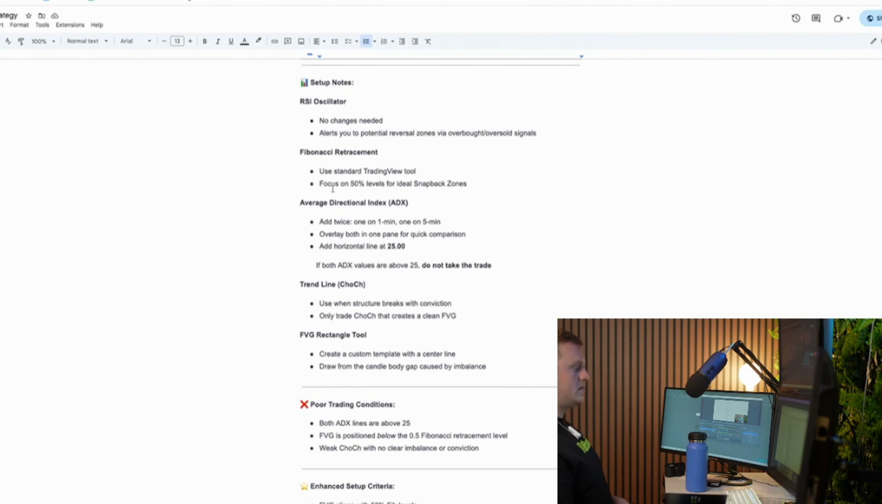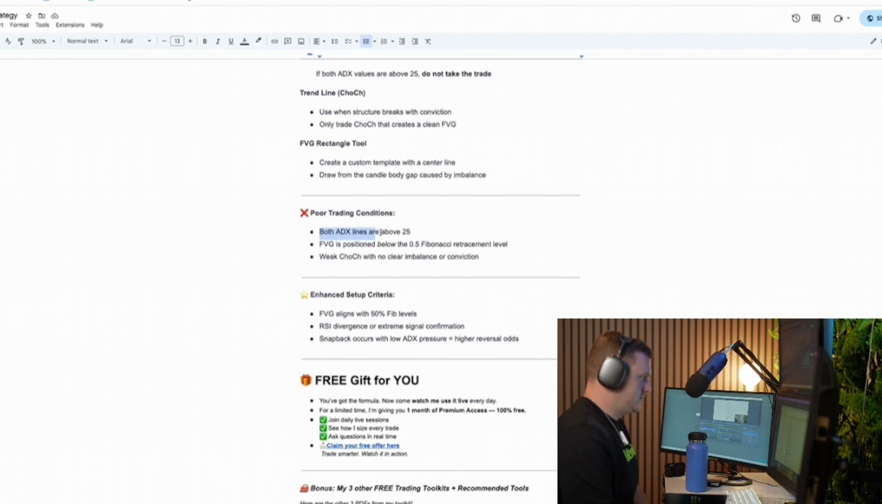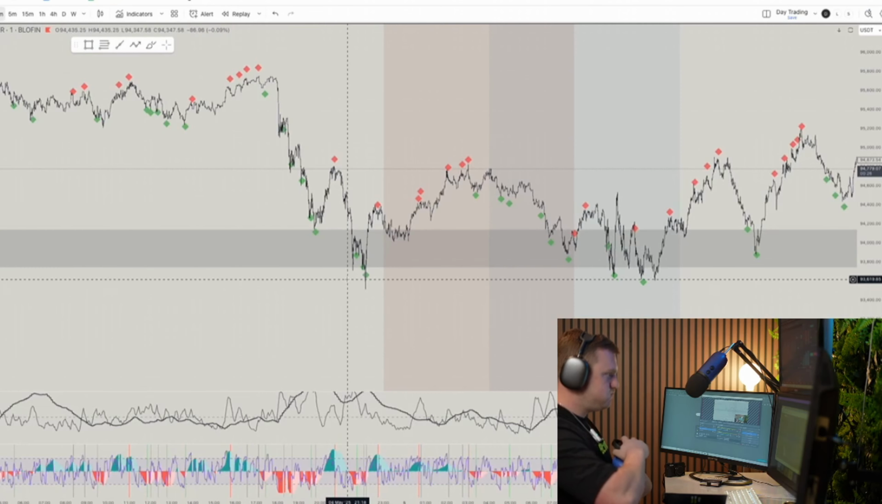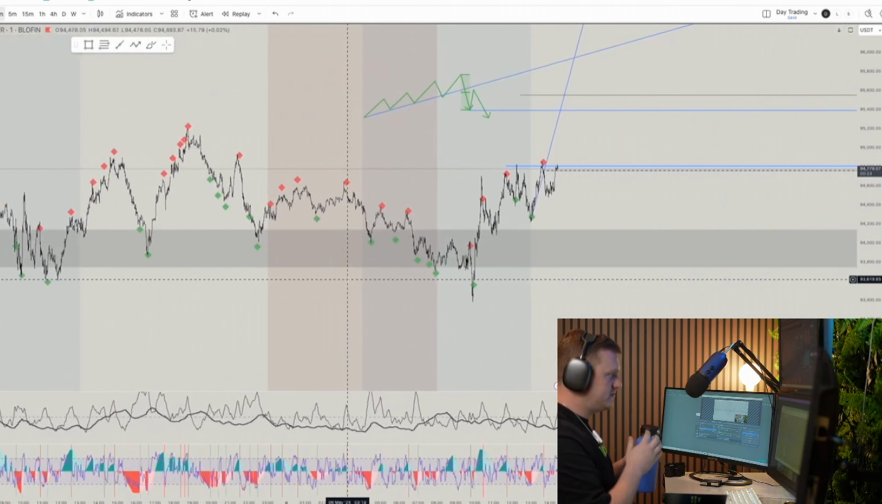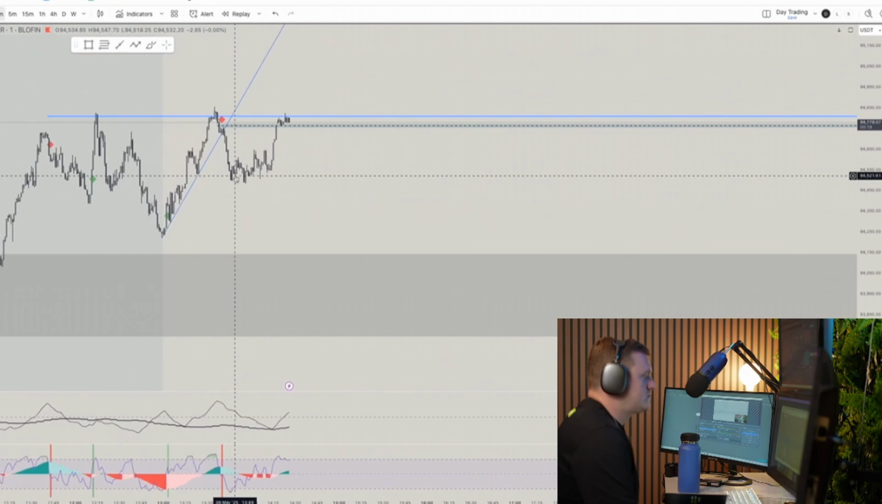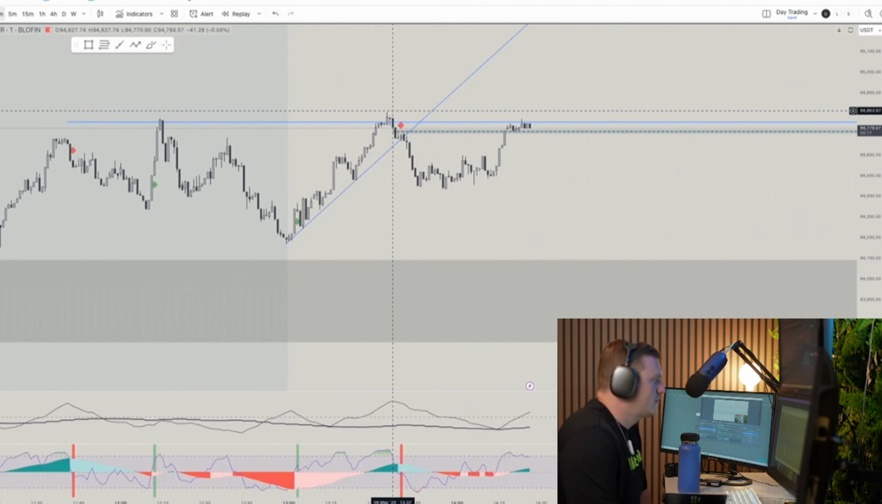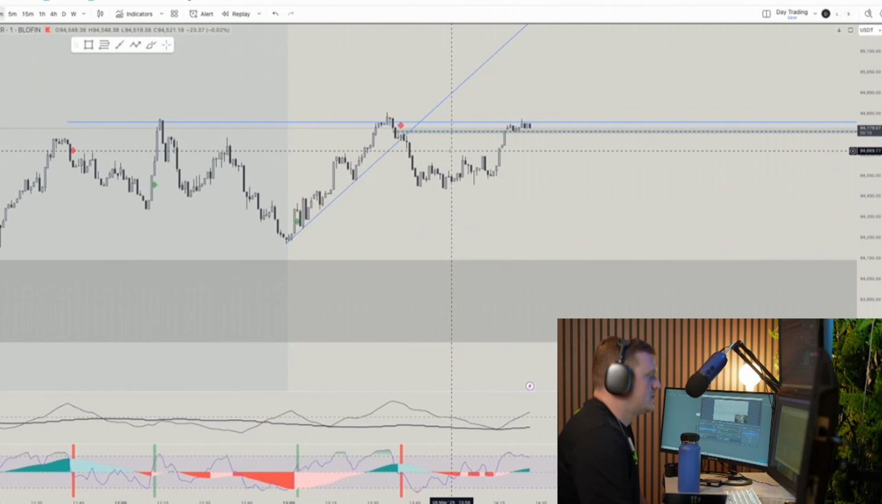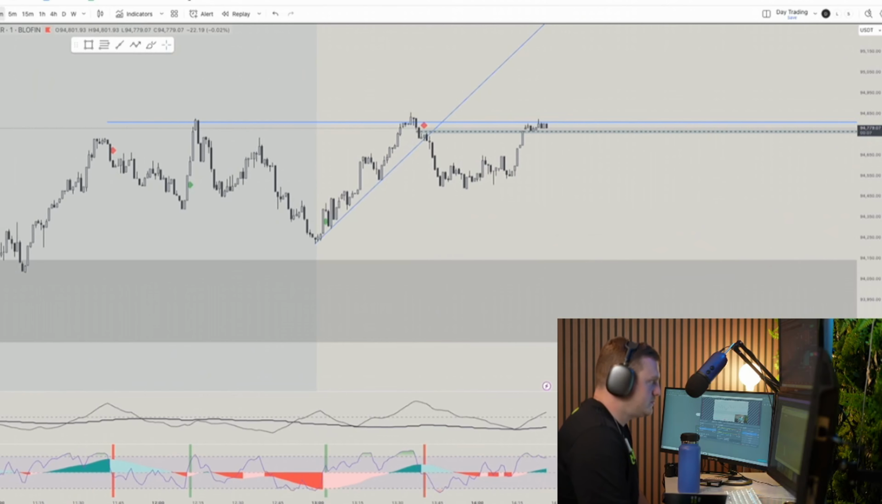Okay, for trading conditions, both ADX lines are above 25, or the fair value gap is positioned below the 0.5 Fibonacci retracement level, or there's a weak change of character with no clear imbalance. If it changes character without creating major fair value gaps, we don't want to touch that. We want to see clear displacement from the current trend, like this one right here. Once we broke this trend, we saw clear displacement showing fair value gaps. But let's say we just broke it, continued to chop here, and then chop down. There's no trade. We have to see clear displacement.